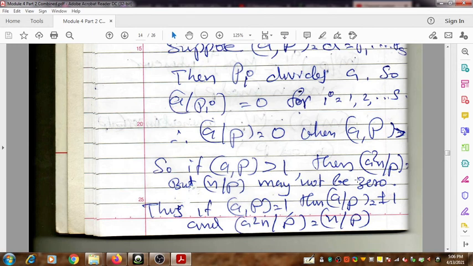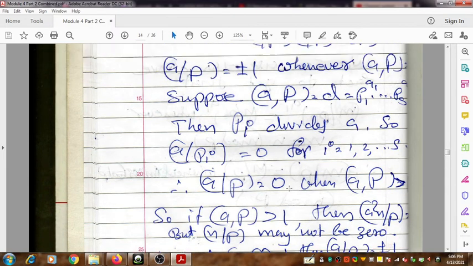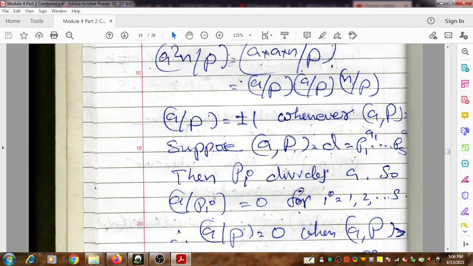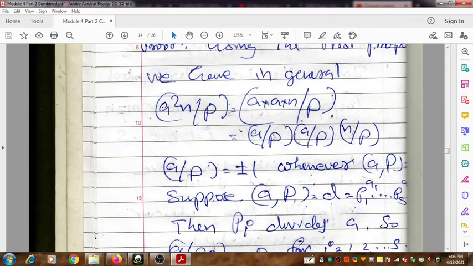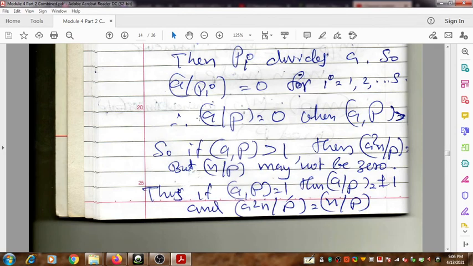So if the GCD of a and p is greater than 1, then what is the value for a square? Since a bar p equal to 0, coming back to this expression, this quantity equal to 0, therefore the total value equal to 0. The right hand side becomes 0, therefore a square n bar p equal to 0. We get the answer, a square n bar p equal to 0.